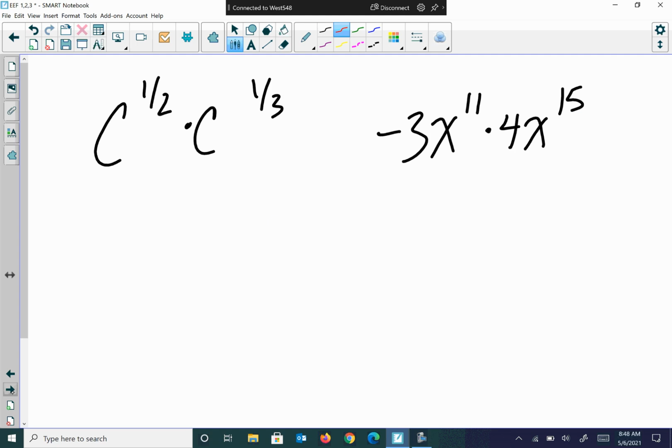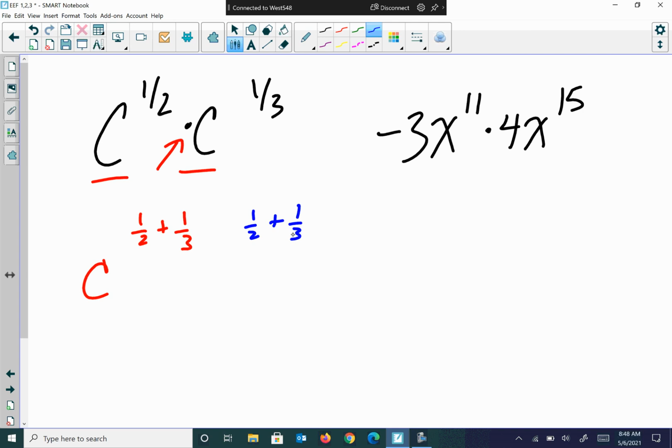All right. Uh-oh, I have like bases. I'm multiplying them. What should I do with the exponents? Add them. So I have to go 1/2 plus 1/3. Okay, so c raised to that. Let's do this off to the side. 1/2 plus 1/3. Which way should we add fractions?